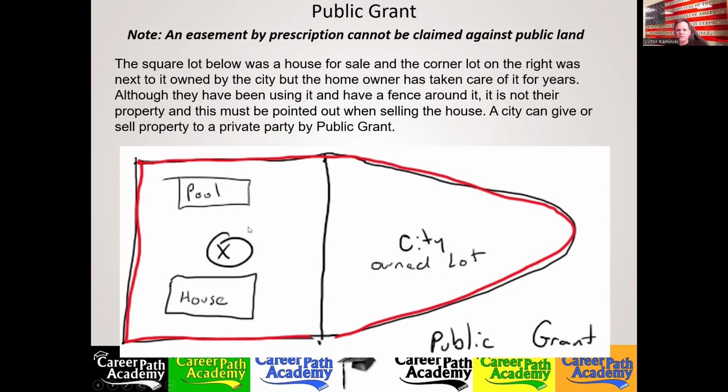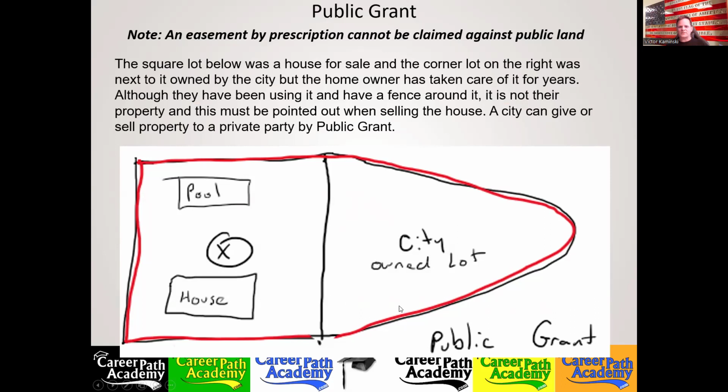Now, if he wanted to, he could try to go to the city and ask them to grant him the ownership of that corner lot. By public grant, the city could have given him the ownership of that lot. He could say, listen, I've been cutting the grass here for years. I've been maintaining it for years. Nobody from the city ever comes out. If you give me the corner lot, I'll continue doing that. And now you could collect more in property taxes from me because my property's bigger now.